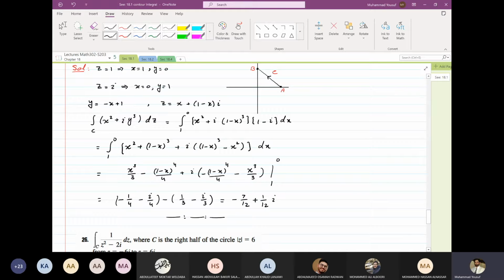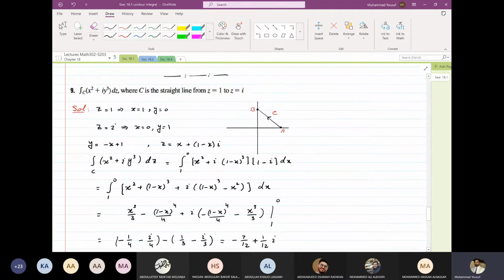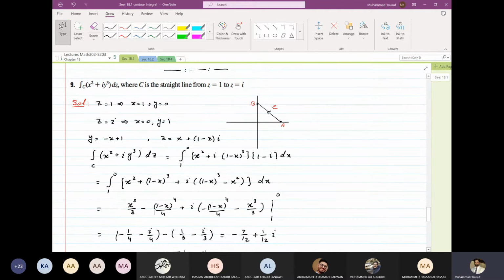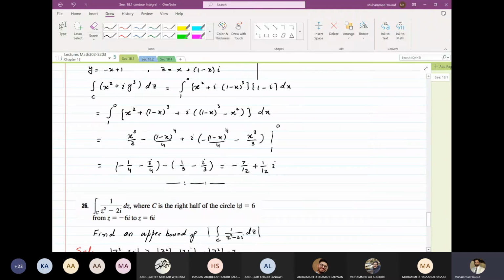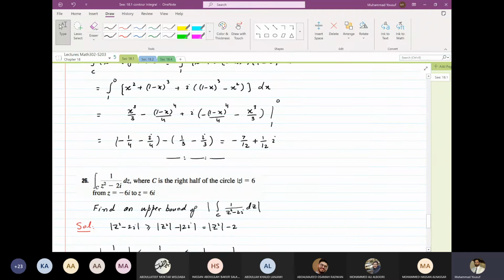And here one important thing is the direction. The direction of the curve is telling us that the limit for x will be from 1 to 0, not from 0 to 1. x is going from 1 to 0, so the lower limit is 1, the upper limit is 0. We replace these limits and get the final answer as negative 7 over 12 plus 1 over 12 i. So the real part of the integral is negative 7 over 12 and the imaginary part is 1 over 12.